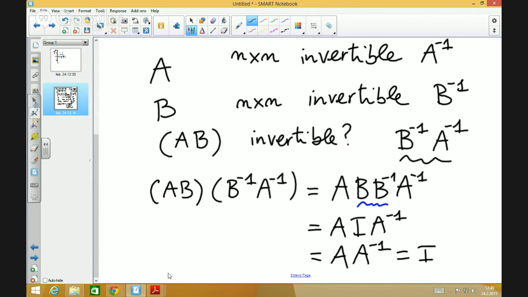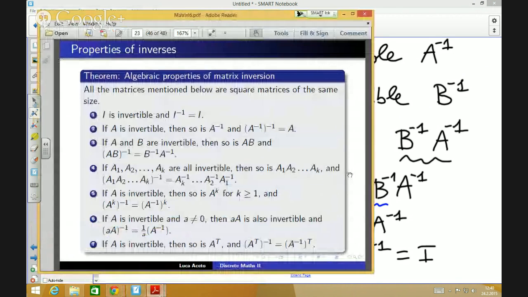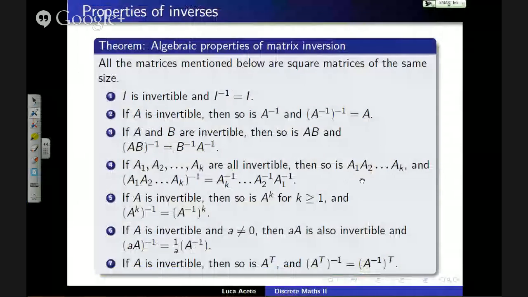Okay, so what other properties are there? So this, by the way, is property 3 on the slide. Property 4 is just a generalization of this property that works for any number of matrices you're multiplying. So if you have 35 matrices, they're all invertible, you just do this trick, but you get 35 matrices, inverses that you want to multiply in the opposite direction.